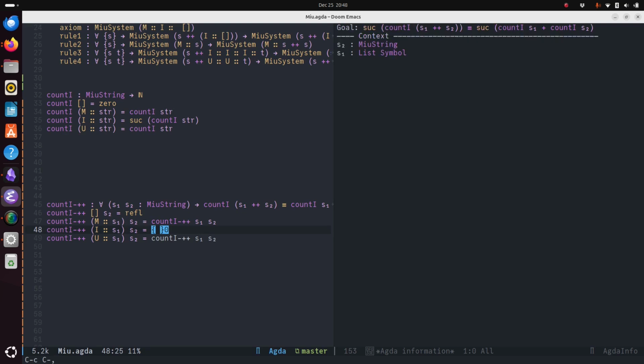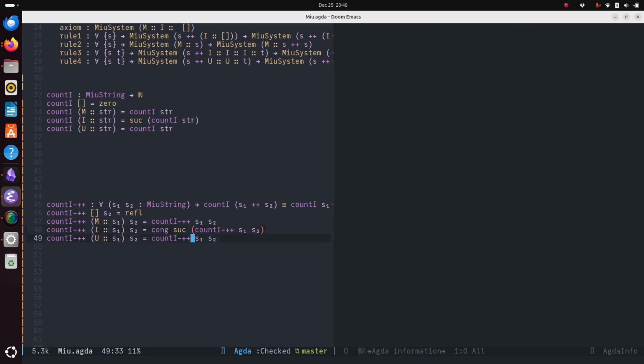The case where the first character is I, the situation is slightly different. Yay. So we proved our first theorem. But let us spend a minute here and see what we did.